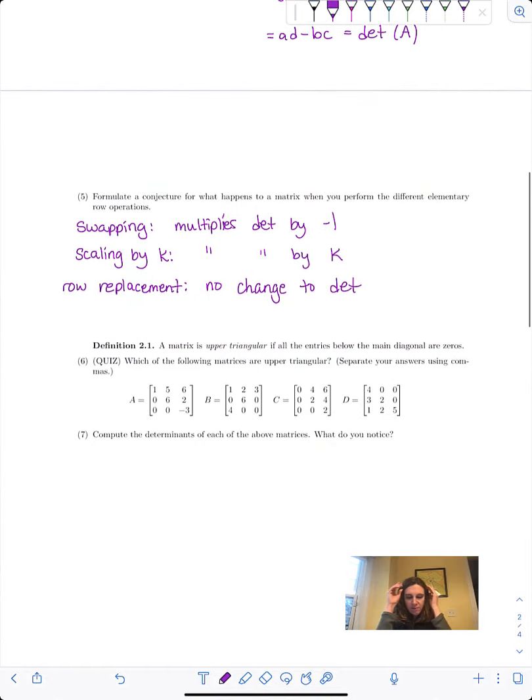Okay. So now we say a matrix is upper triangular if all the entries below the main diagonal are zeros. Remember your main diagonal is those entries heading down the diagonal, and then you look at all the ones below it, and so in this case they're all 0 for A, and so A is one of the answers to our quiz. And then look at the other ones and see which others have all zeros below the main diagonal.